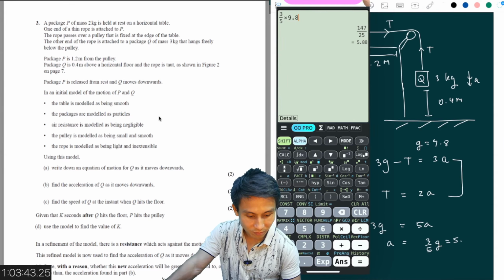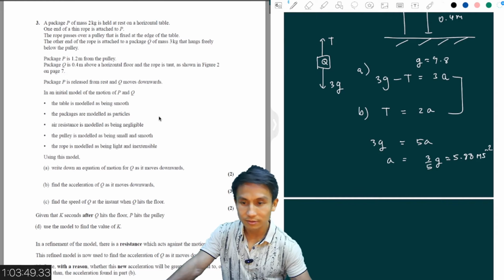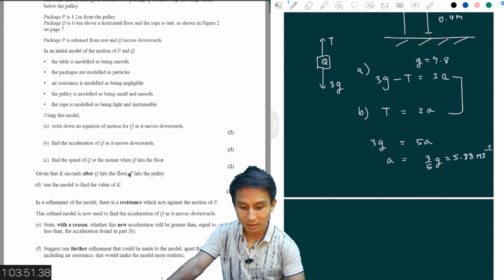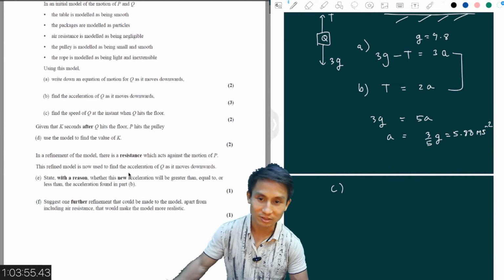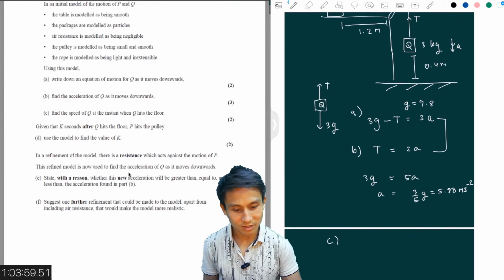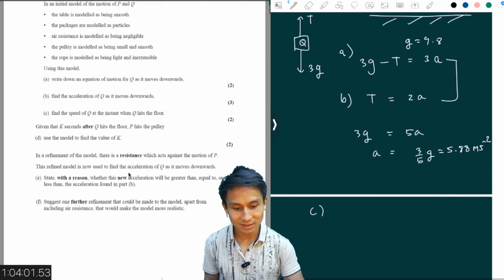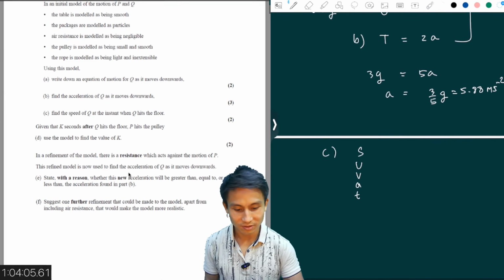That's just 5.88 meters per second squared, right? Okay, and that's part B done. Part C: find the speed of Q at the instant when Q hits the floor. We have acceleration already, and we have distance. This is SUVAT, guys. So SUVAT, let's bring it here first.